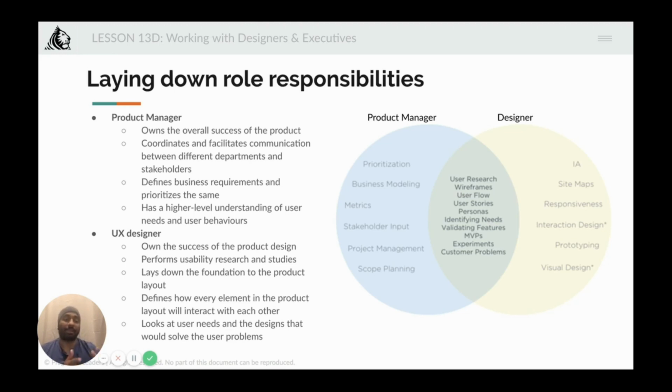Similarly, designers have some exclusive responsibilities like IA, information architecture, the sitemaps, responsiveness, interaction design, etc. So, setting up roles and responsibilities, laying it out clearly between you and your designers, helps in improving the trust and helps in keeping things absolutely clear and transparent.